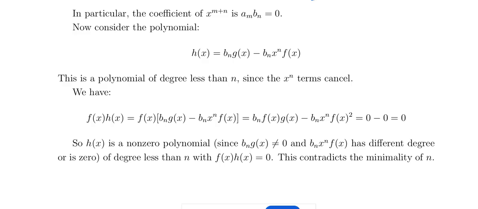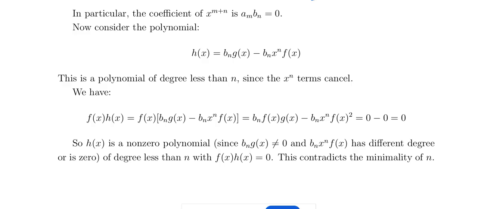Therefore f of x into h of x equals f of x into bn g of x minus bn x power n f of x. So this is f of x whole square. So this is 0 minus 0, which equals 0, because bn f of x g of x equals 0, and f of x whole square is 0. So h of x is a non-zero polynomial.